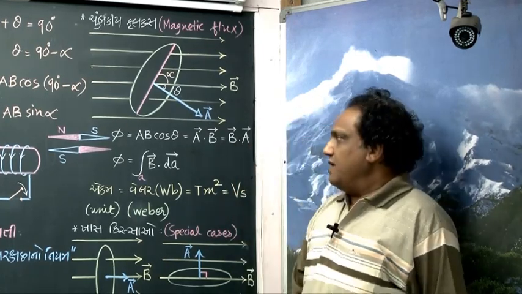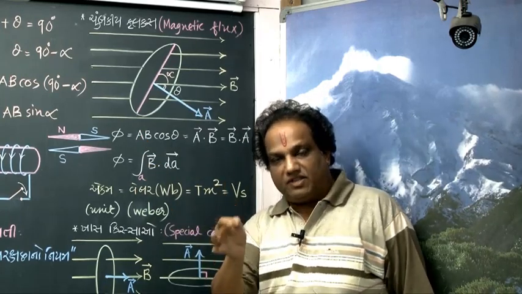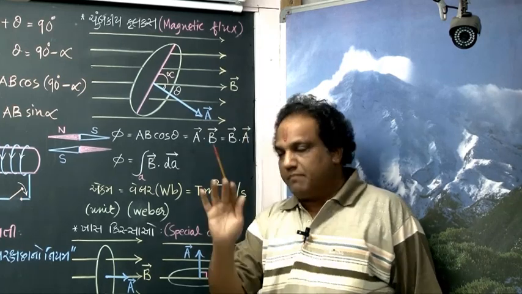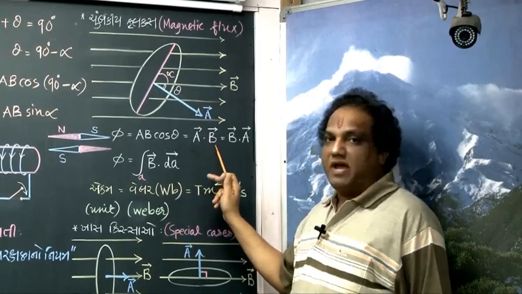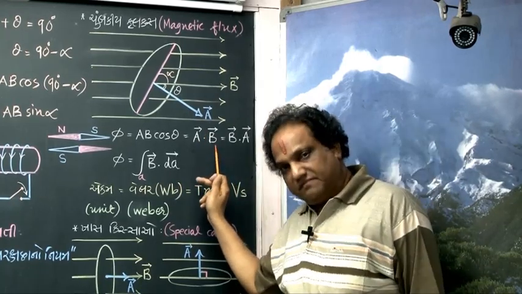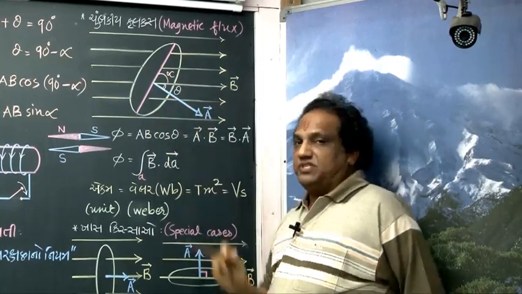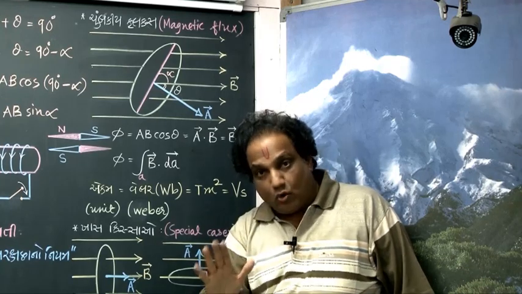Correct? Now tell me, how would you define magnetic flux? Magnetic flux linked with a given surface or a given loop is nothing but the dot product between the area vector and the magnetic field. Fine. Now here we have considered a loop which is flat. You can say it is a planar loop.